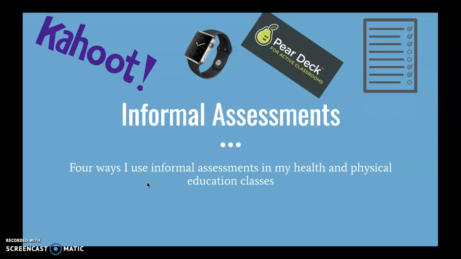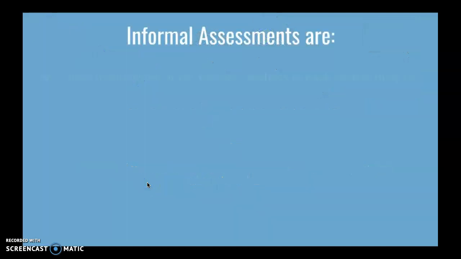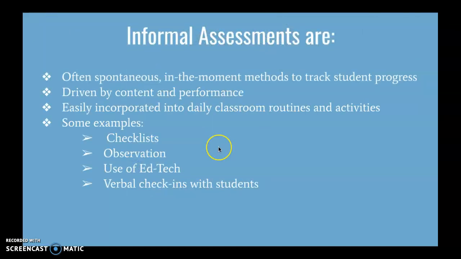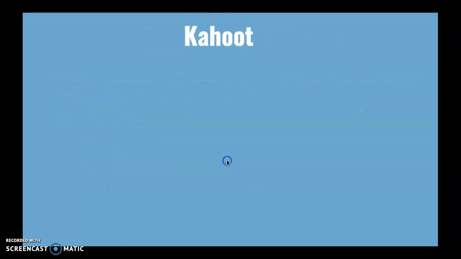This is four ways that I use informal assessments in my own classroom. They're often spontaneous, in-the-moment methods to track student progress, driven by content and performance, and easily incorporated into daily routines and activities. Here's a list of some examples. Obviously, checklists, observation. Use of ed tech is going to be your biggest one.